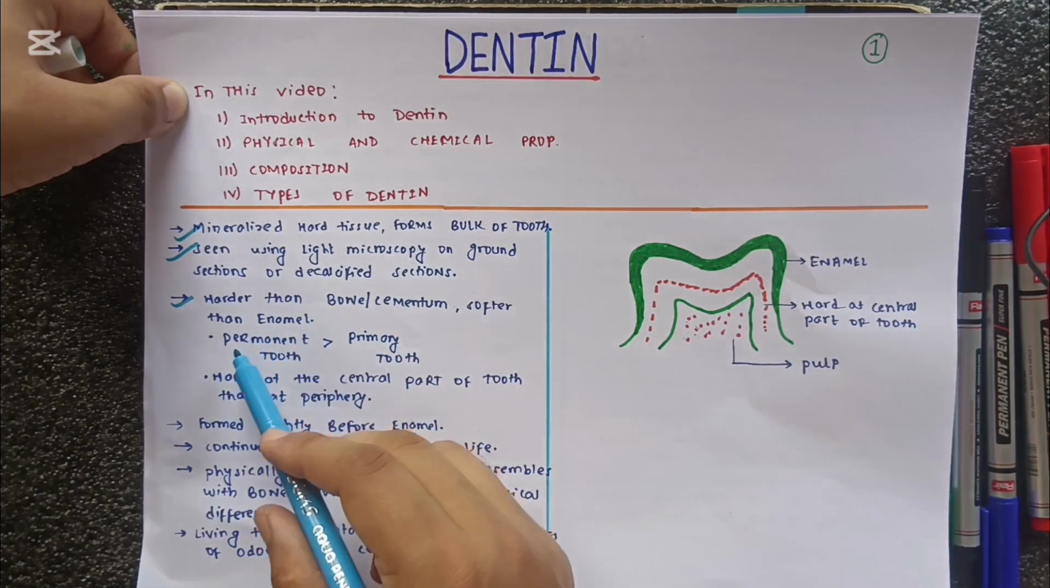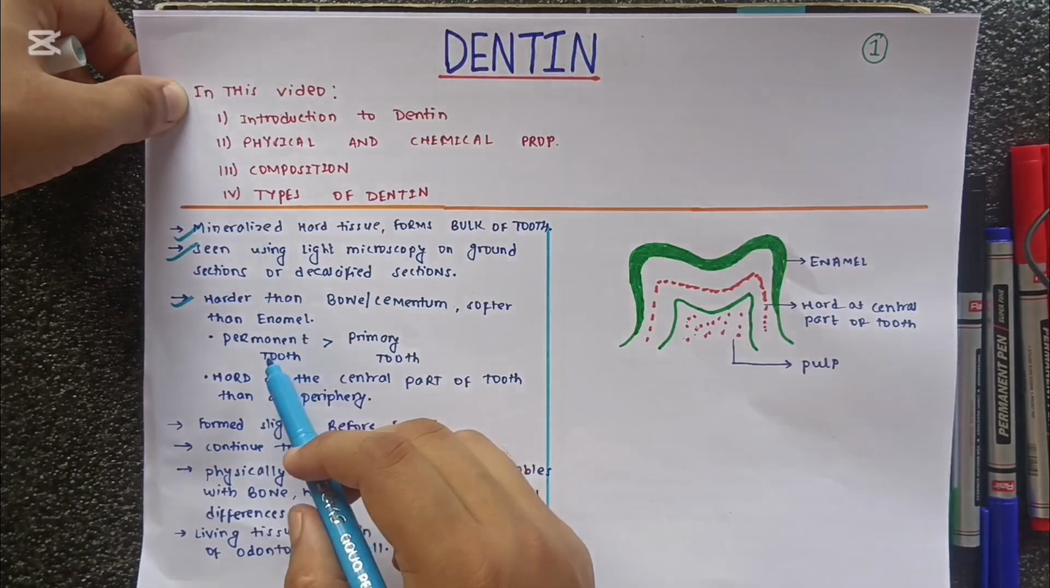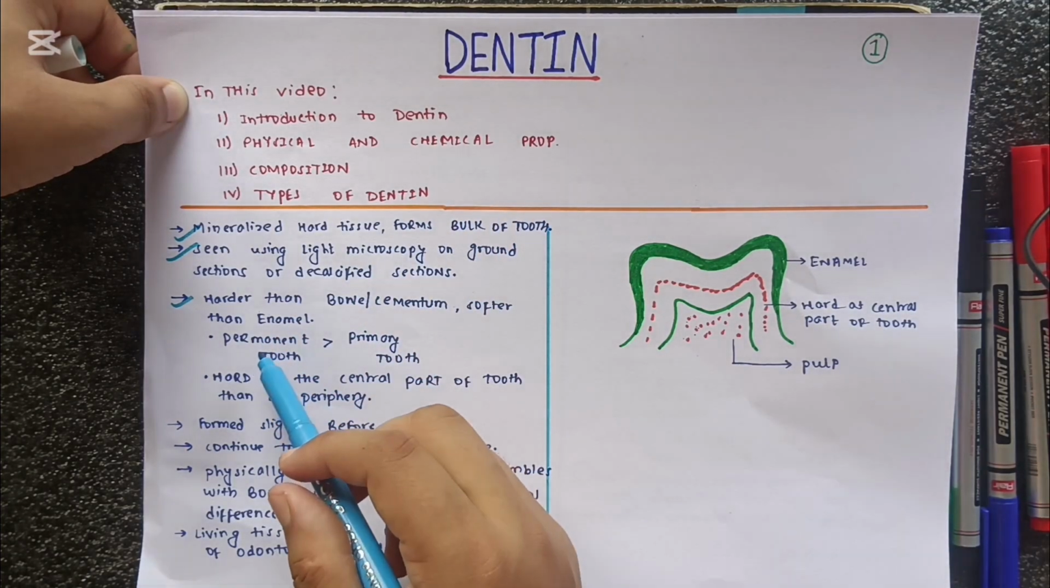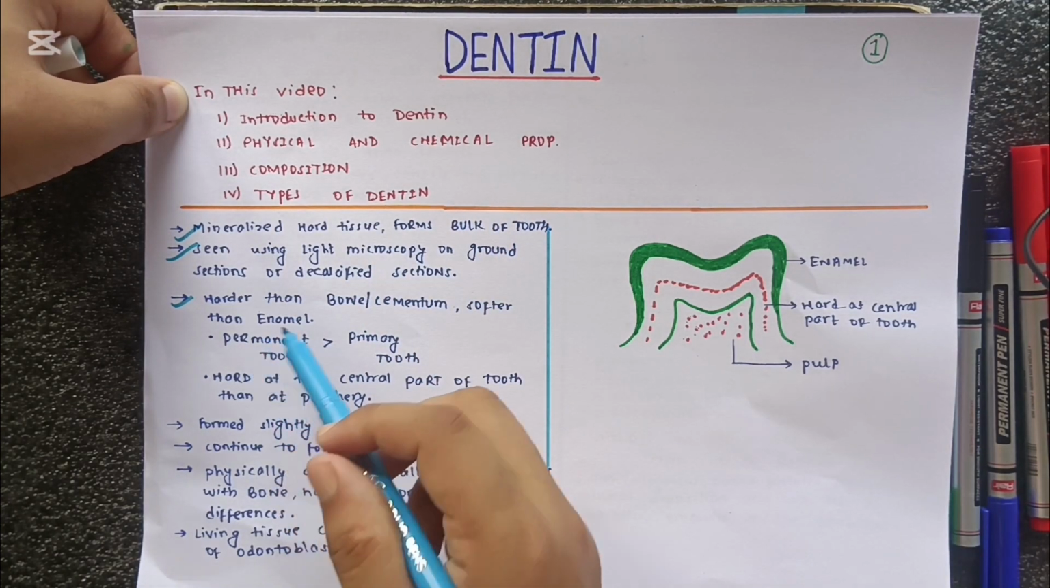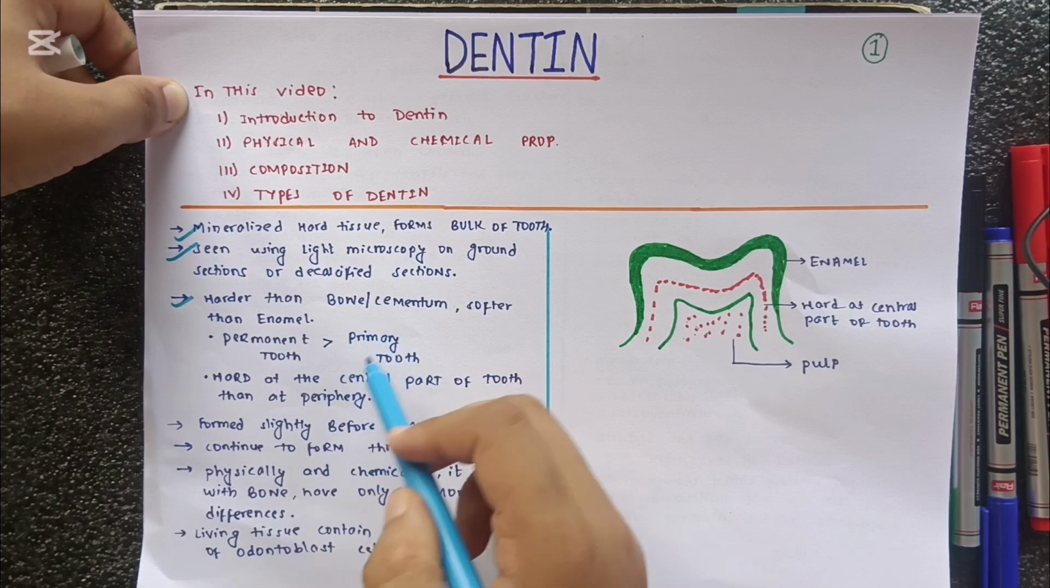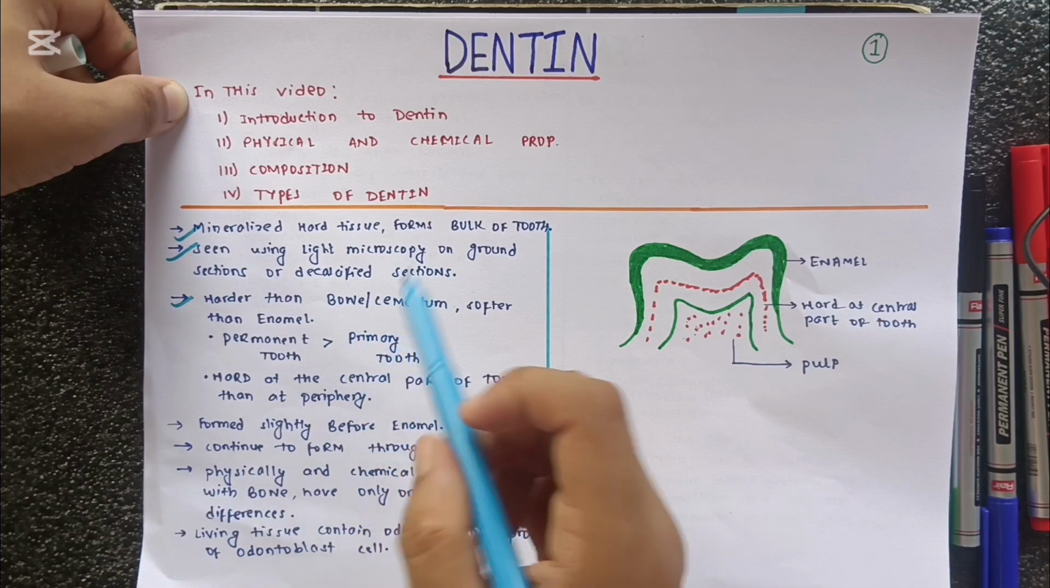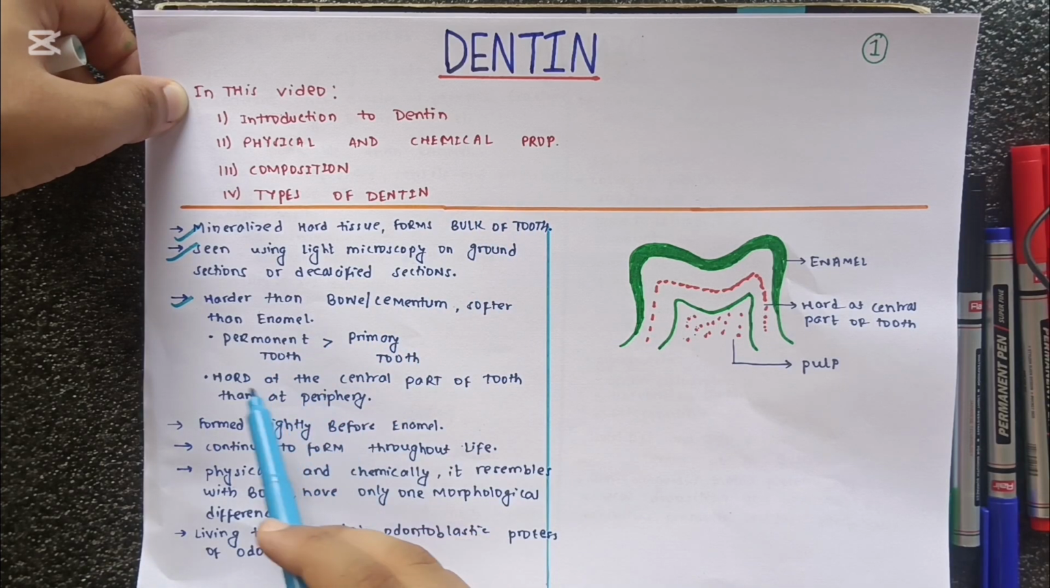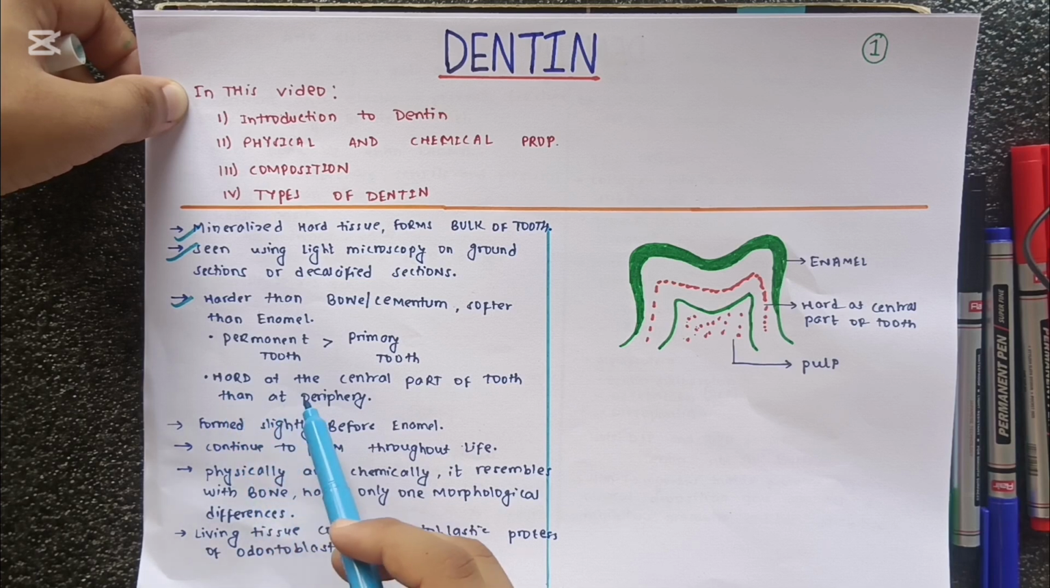After that, I have written here 2 points. In the permanent tooth, the dentin is harder than that present in the primary tooth. So the dentin is harder in the permanent tooth. After that, it is harder at the central part of the tooth than at the periphery.